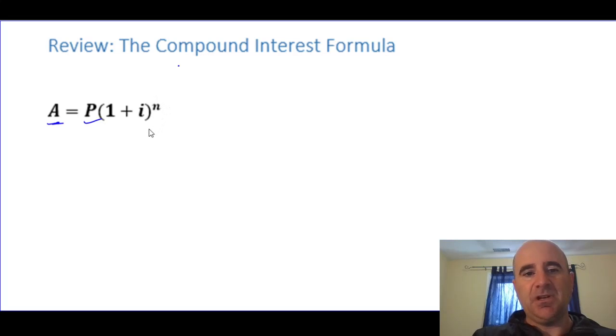So for example, if you had interest compounded monthly, you would need to take your interest rate and divide it by 12 so that you get a monthly interest rate. And then your N value would be the number of months that the investment collects interest. So if it were 2 years, then N would be 24. This will become clear as we do a few examples together. So let's do that next.